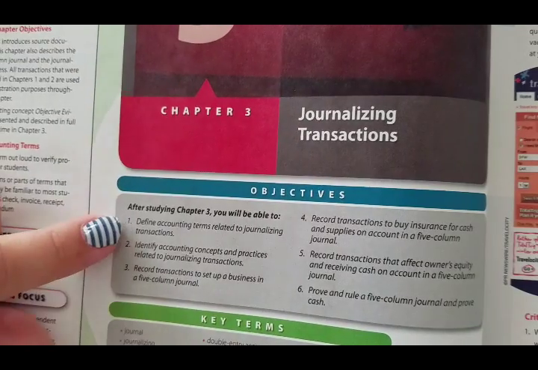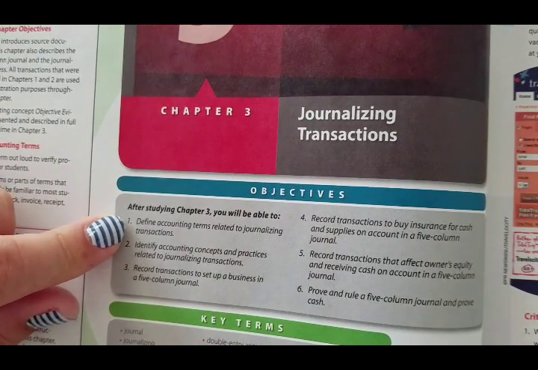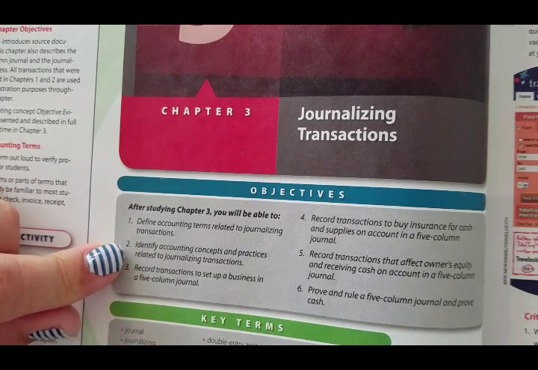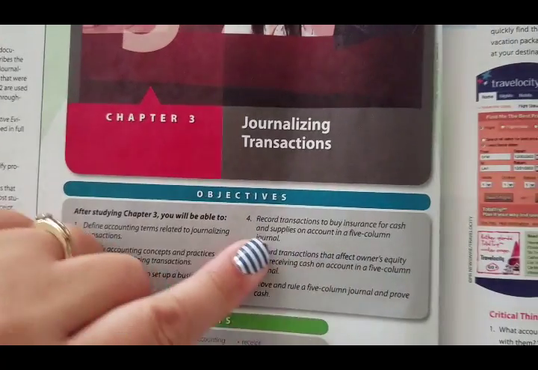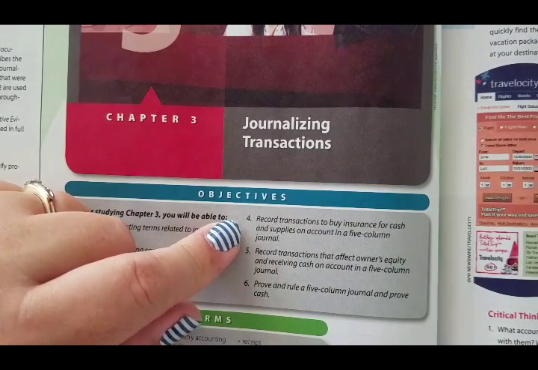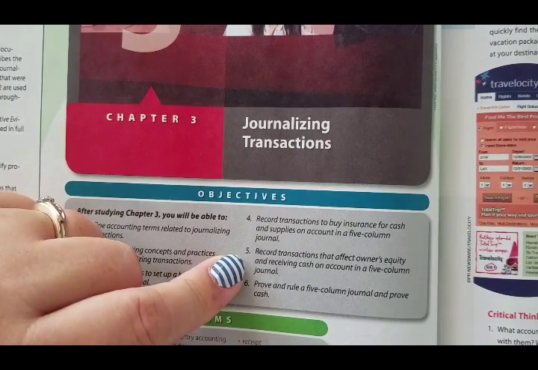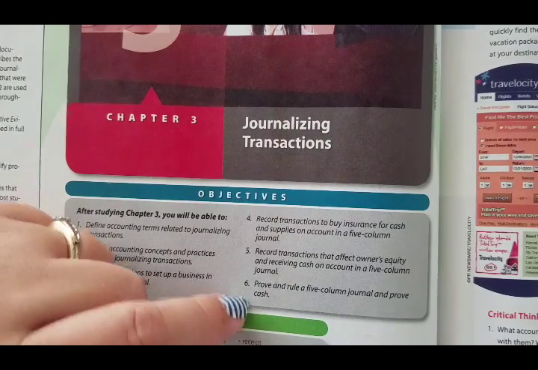Our objectives for this chapter: first, we're going to define all the accounting terms related to journalizing transactions. We will identify the accounting concepts and practices. We will record transactions to set up a business in a 5-column journal. We will record the transactions to buy insurance for cash and supplies on account. Record transactions that will affect the owner's equity and receiving cash on account. And finally, we will prove and rule a 5-column journal and prove cash.